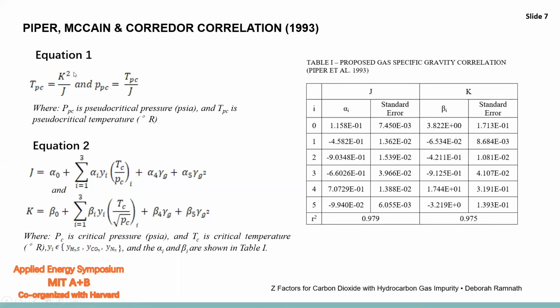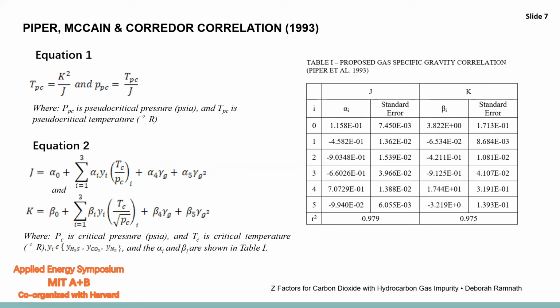Here we see the correlation that was developed by Piper and others. In their equation, CO2 gas and other non-hydrocarbon gases that will be present in natural gas are already included, which eliminates the need for involving additional correlation.